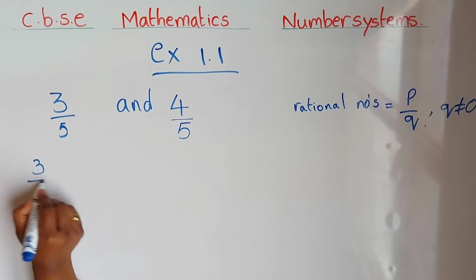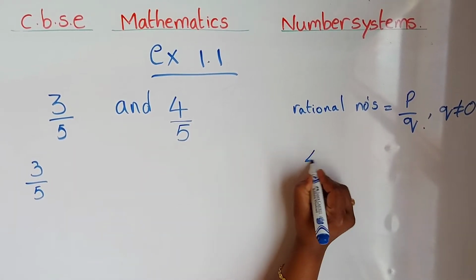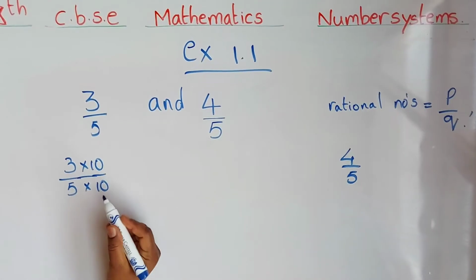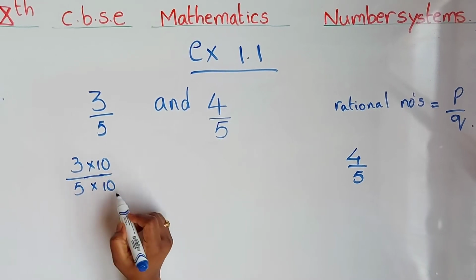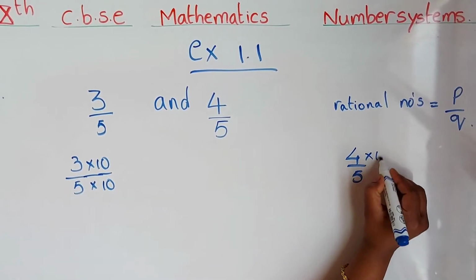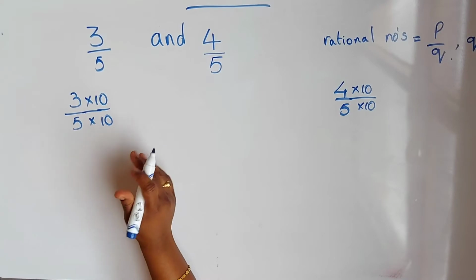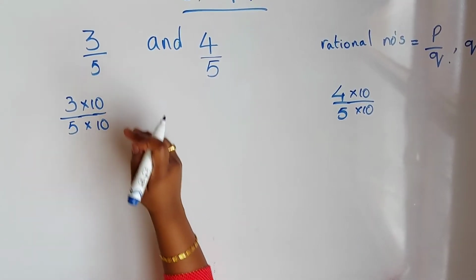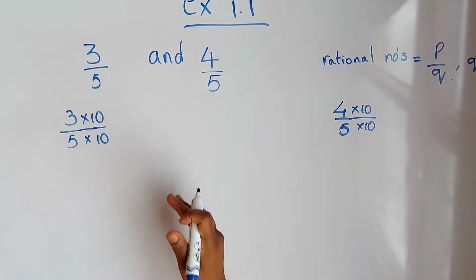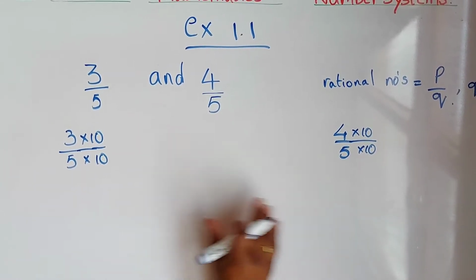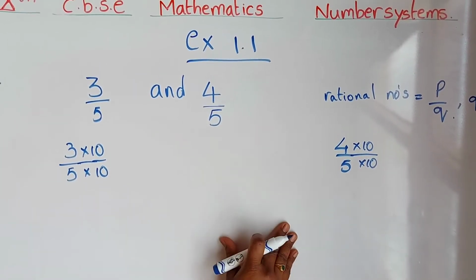So 3 by 5 here and 4 by 5 here. Multiply the numerator and denominator by 10 here, and here also multiply by 10, children. You can also multiply the same numbers by 20 and 20, or 100 and 100, okay? We can write many rational numbers in between.